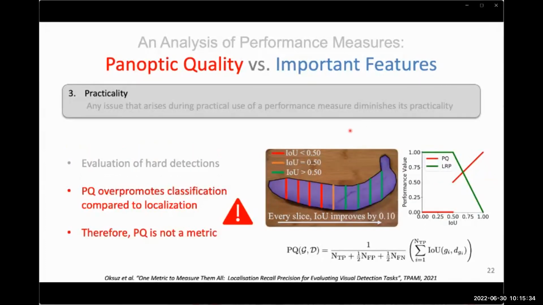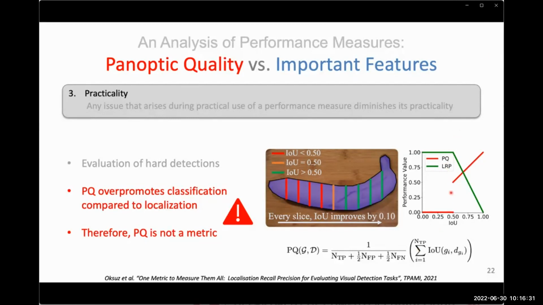A more severe practical issue with panoptic quality is that it over-promotes classification with respect to localization. Here we see an example. Consider that we are slowly increasing the quality of our segmentation by adding these slices, step by step. With each step or slice, we calculate the corresponding panoptic quality and we plot it here as shown at the right-hand side. Here we see that when a detection becomes a true positive, there is a jump in the panoptic quality value. And after this point, the contribution of the localization quality is minor with respect to the classification performance, and its localization quality can contribute only between 0.5 and 1.